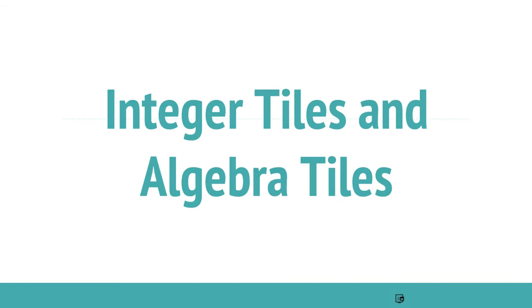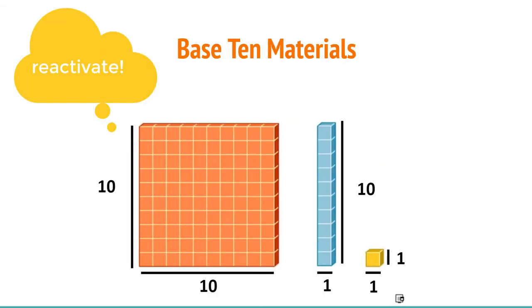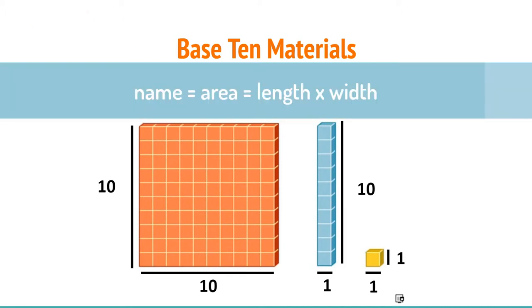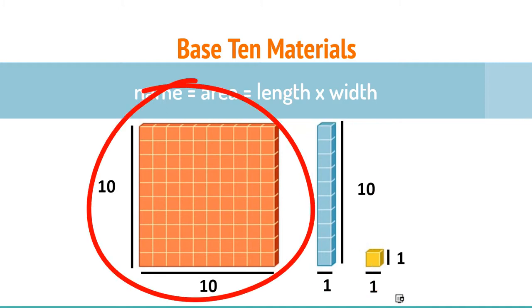In my experience, if we reactivate student understanding of base 10 materials, that's going to go a long way. So if we can remind students that they get their name from either their area or their volume, that's why a 1 by 1 is often defined as 1, a 1 by 10 is defined as 10, and a 10 by 10 is defined as 100.